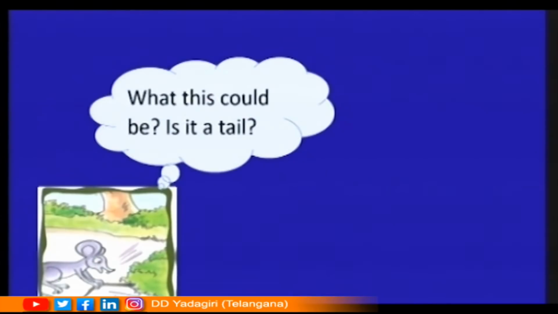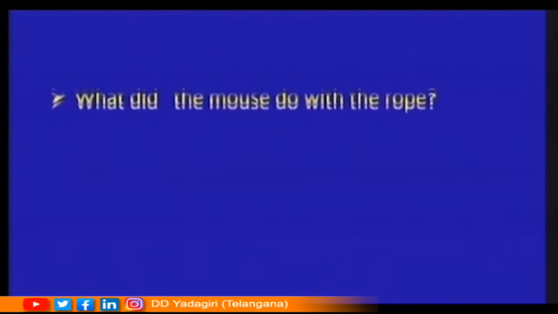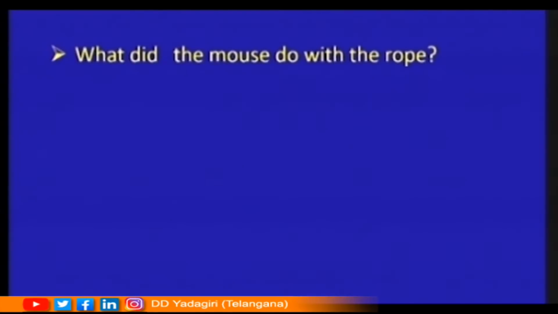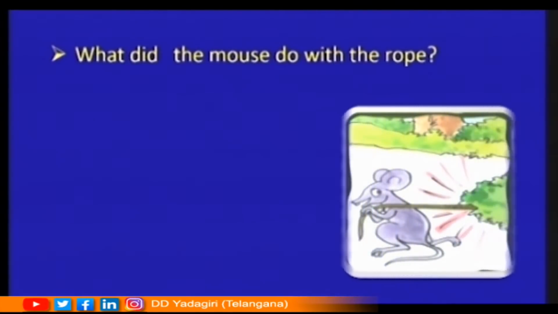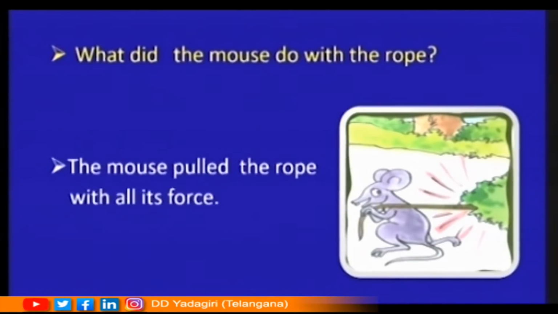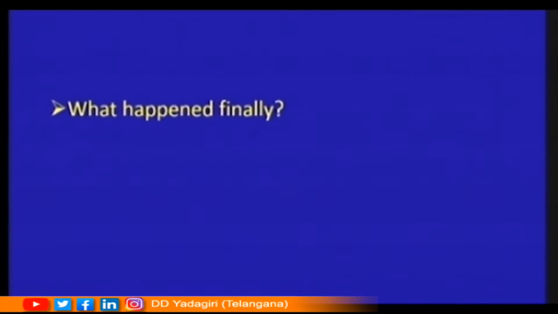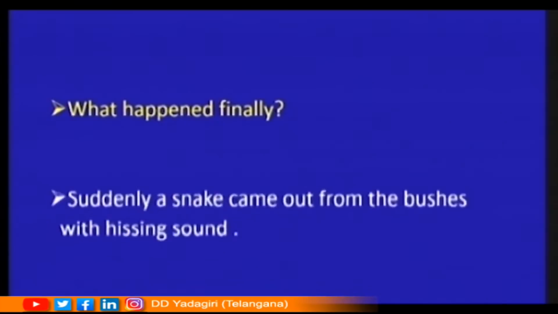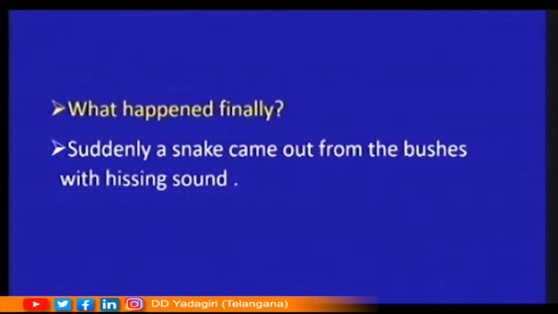What could this be? Is it a tail? Let's see. What did the mouse do with the rope? The mouse pulled the rope with all its force. What happened finally? Suddenly, a snake came out from the bushes with a hissing sound.